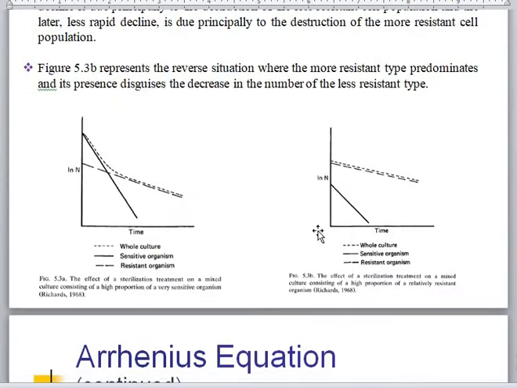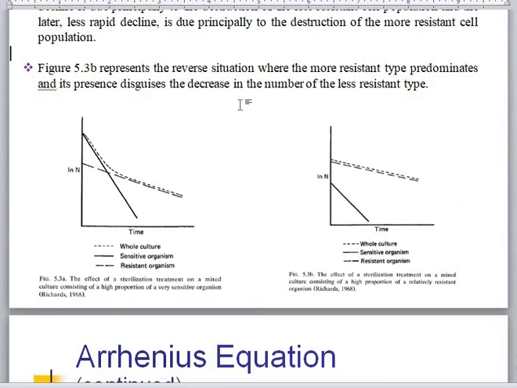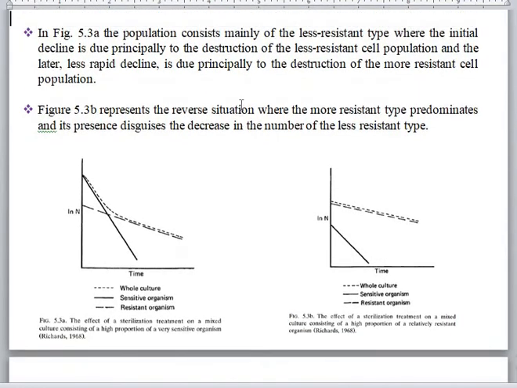Here in these two graphs you can see the death of the whole culture, that is both resistant organism and sensitive organism, and how it responds to sterilization. Both are plots of time versus ln n. Here you can see the dotted line as the whole culture, a single line as the sensitive organism, and a long dotted line as the resistant organism.